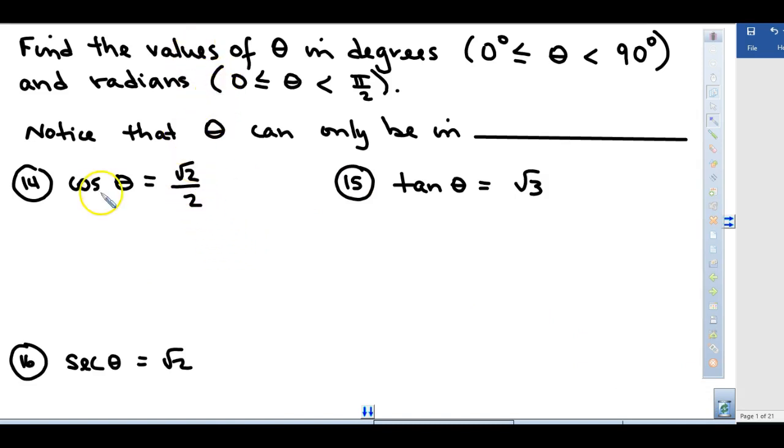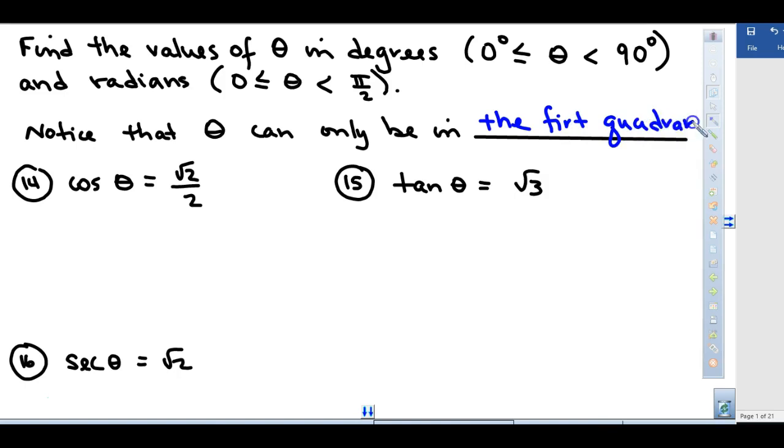This is kind of going backwards. It says find the values of theta if you know the trig functions. So here, if you look at these equations, it says the cosine of theta is square root of 2 over 2. We have to find theta in the first quadrant, because notice our domain here, 0 to 90, and 0 to pi over 2. So they want two answers. They want one in degrees and one in radians, okay? So notice that for this problem, because of our domain, look at these inequalities carefully, we can only be in the first quadrant.